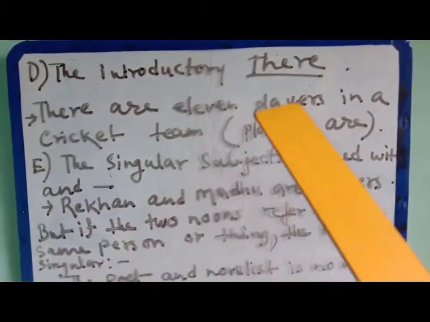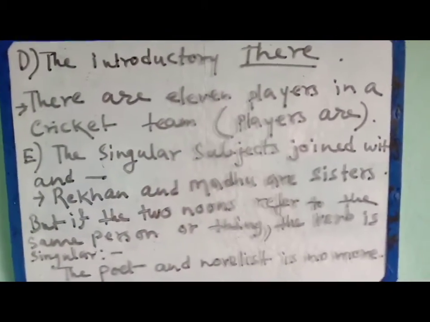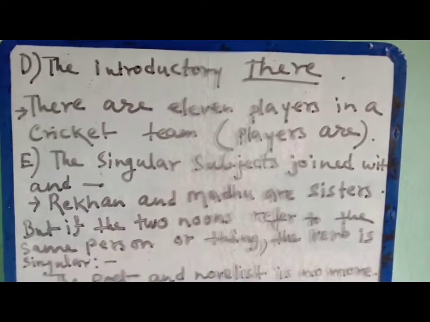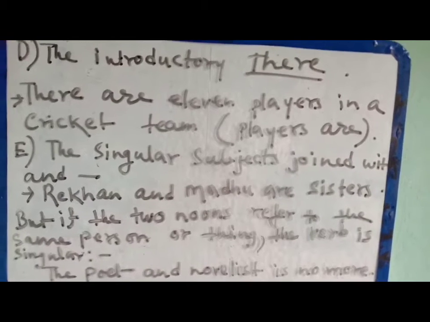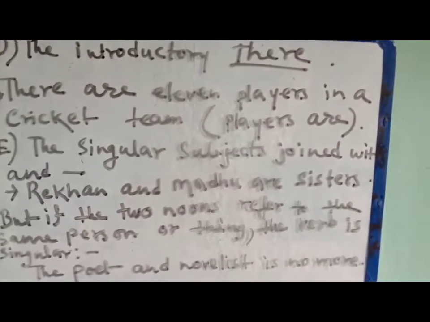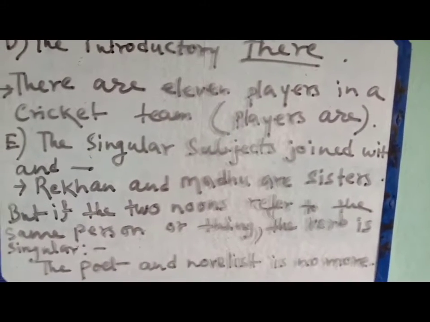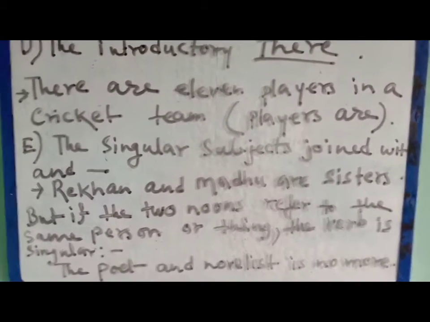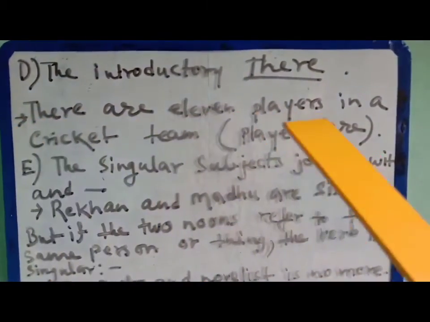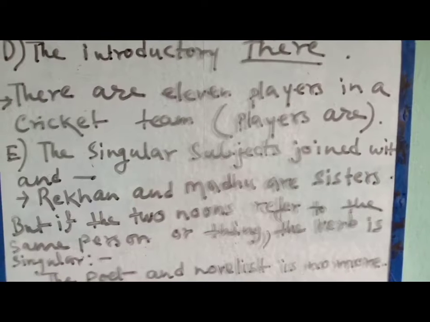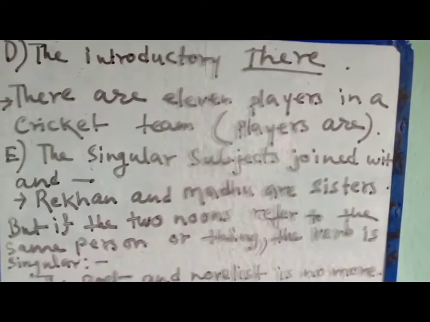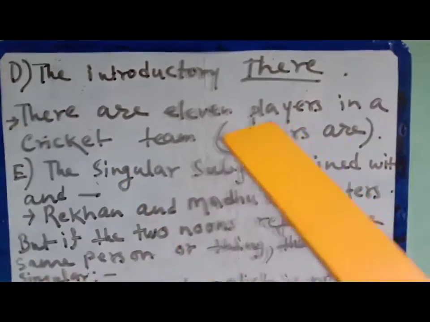Here the introductory "there" means normally the verb is placed after the subject, but in sentences beginning with "there" the real subject is placed after the verb. So we have to be careful in this use of the verb. Now I have given the sentence also. Normally the verb is placed after the subject. The verb, where is the verb here?